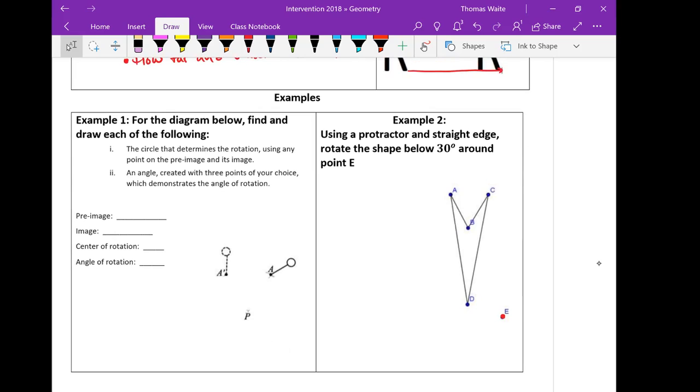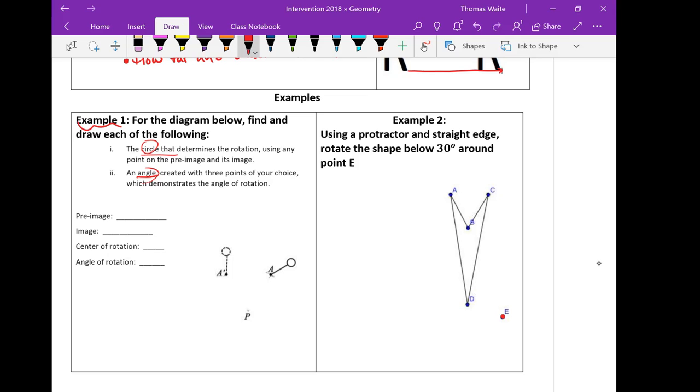It says, example 1, for the diagram below, find and draw each of the following. It says, draw the circle that represents the rotation using any point on the pre-image and its image, right? And the second thing we need to find is the angle created with 3 points of your choice, which demonstrate the angle of rotation. So we want to find, given an image and a pre-image, the circle we rotated around and how much.